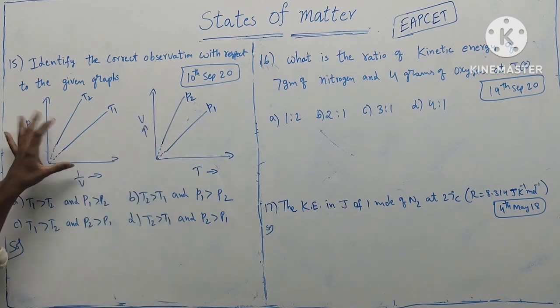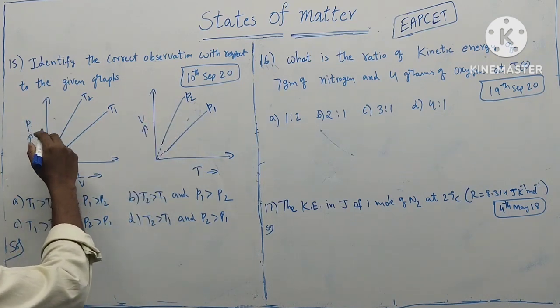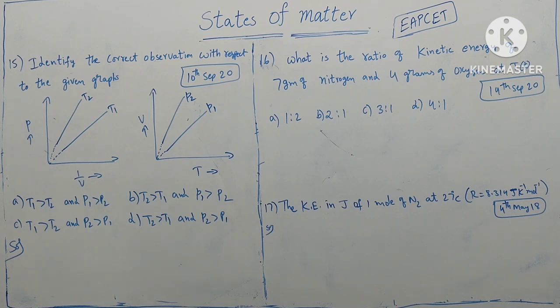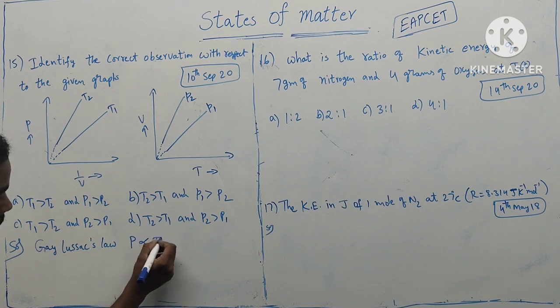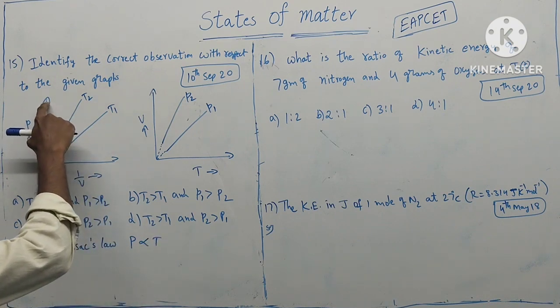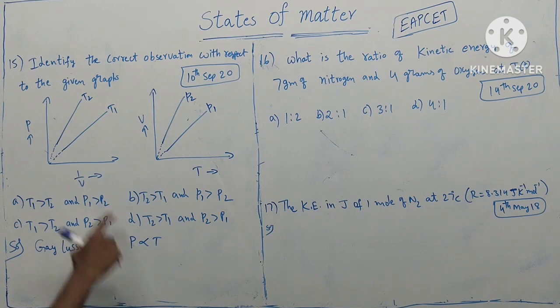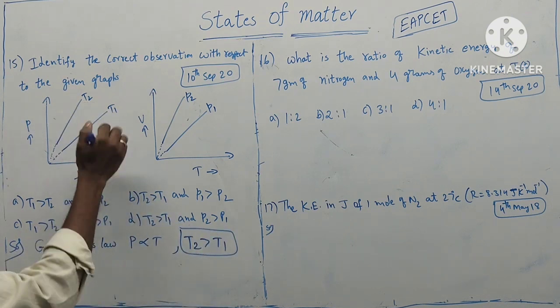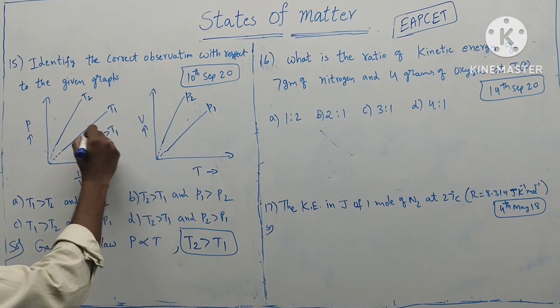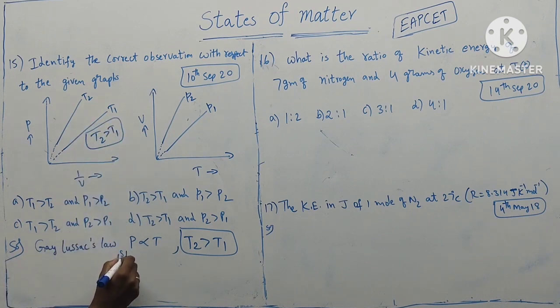That is Charles' law, and the other is Boyle's law. According to Gay-Lussac's law, pressure is directly proportional to temperature. So high pressure means high temperature. If the pressure is high, temperature is high. According to this, T2 is greater than T1. T2 is the higher one, T1 is the lower one. T2 is greater than T1 in the first graph.